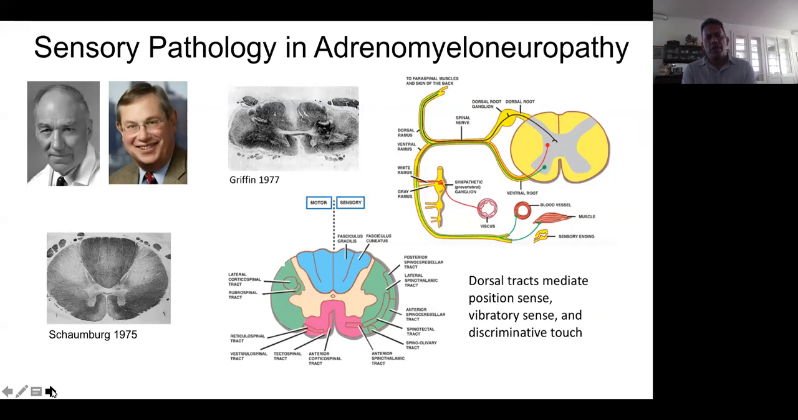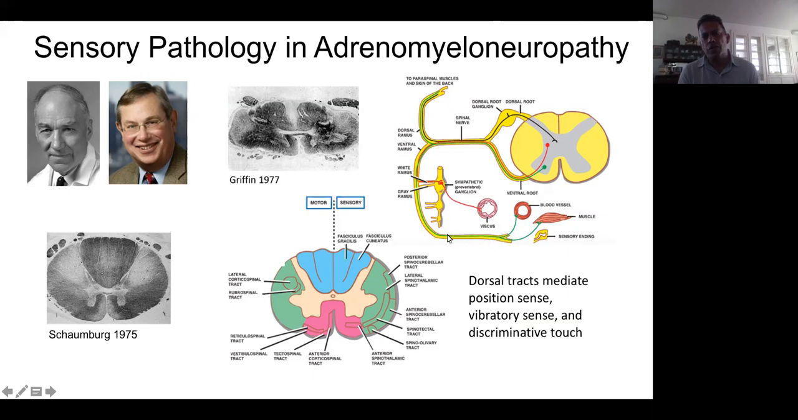We've known about AMN since the 1970s, and it was work both at Harvard and at Hopkins that laid the basis for this. It was really the discovery of these tracts in the back of the spinal cord. You can see that this area is not as dark as the surrounding area, and similarly here, you have some lightness. These are the areas where you see that the tracts that usually deliver information up to the brain are affected.